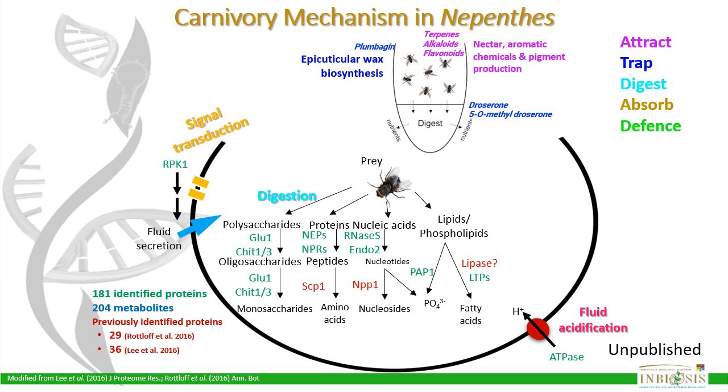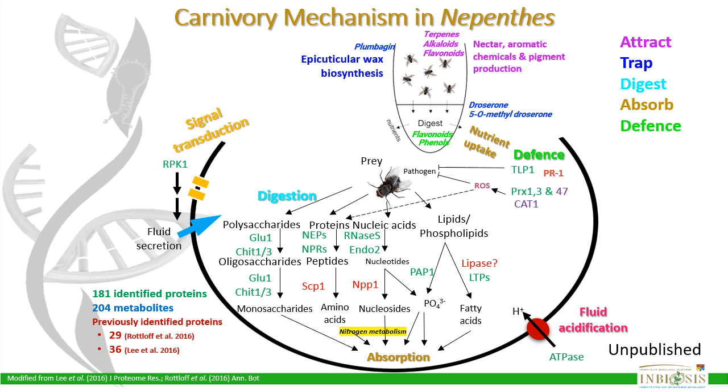For lipid, there are lipid transfer proteins and also acid phosphatase for the phosphate. And these are absorbed by the pitcher. So there's a transporter for nitrogen metabolism. And for defense, there are proteins like peroxidases and catalase that produce reactive oxygen species, which kill the pathogens carried in by the prey and prevent them from competing for the nutrients.